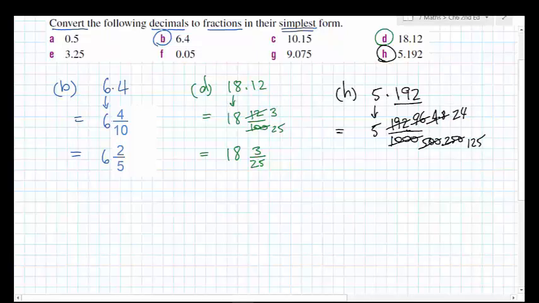So what I want to do is I want to have a look at just keeping on simplifying this as much as I possibly can, and I can't really simplify this anymore, right, in terms of there's not a common factor between 24 and 125. So I know in this instance that my answer is 5 and 24 125ths is my answer for that.